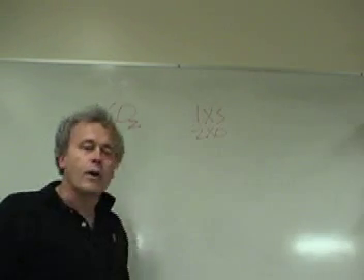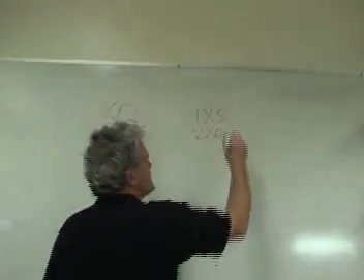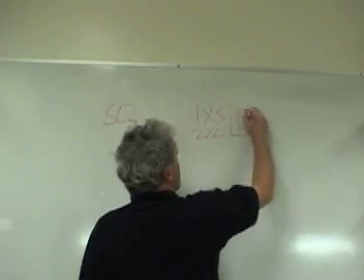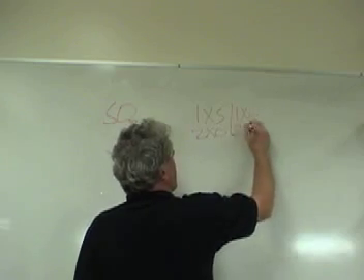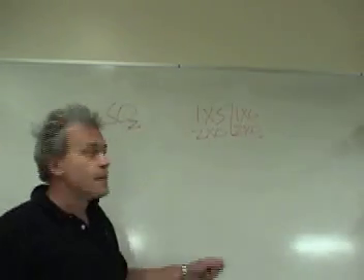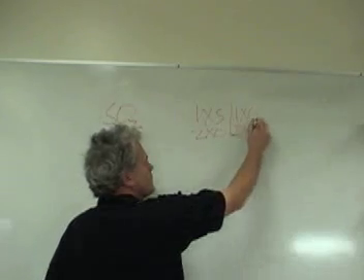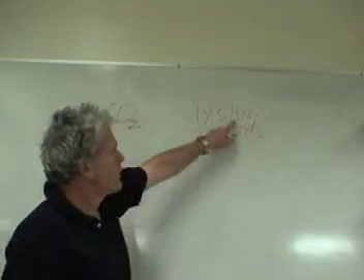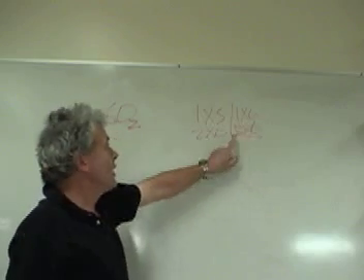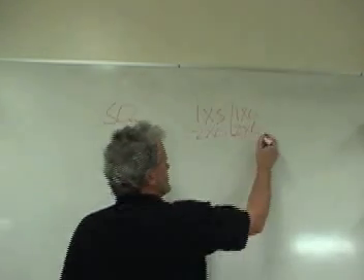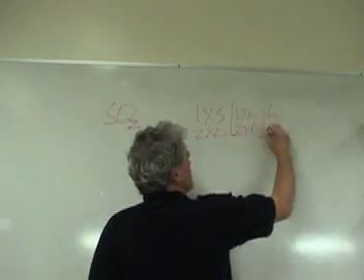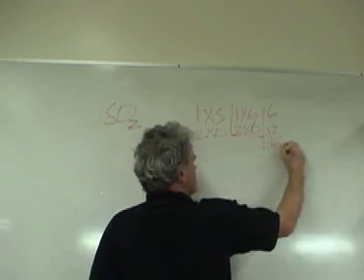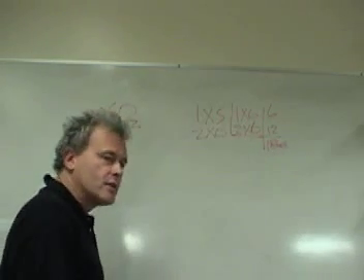In the formula, I have 1 sulfur and 2 oxygen atoms. Each oxygen atom brings 6 valence electrons. Each sulfur atom brings 6 valence electrons. So for the sulfur, I've got 1 times 6. For the oxygen, I've got 2 times 6. I have 18 valence electrons to distribute in the structure.